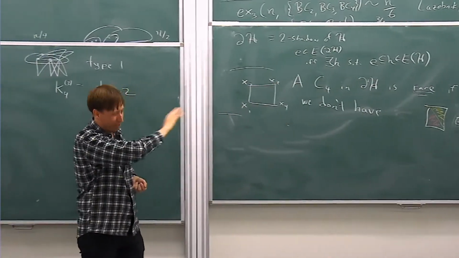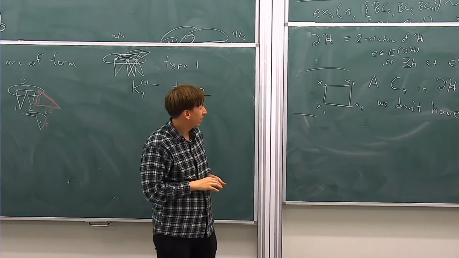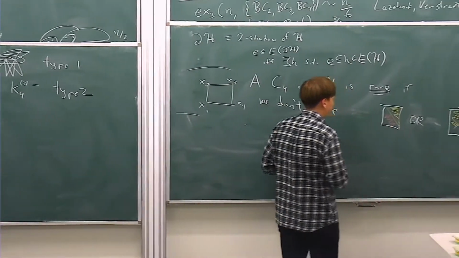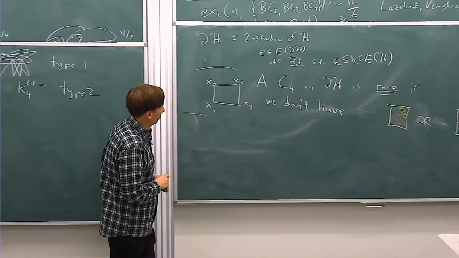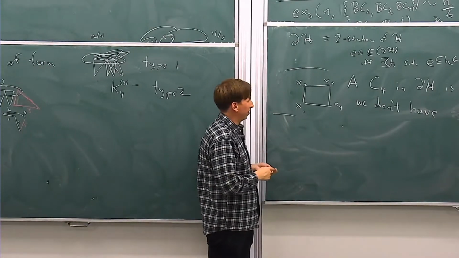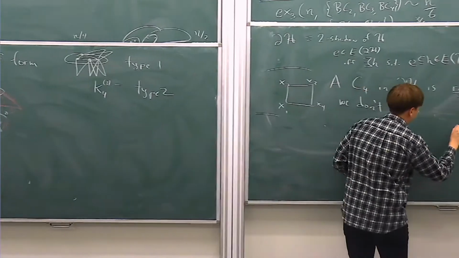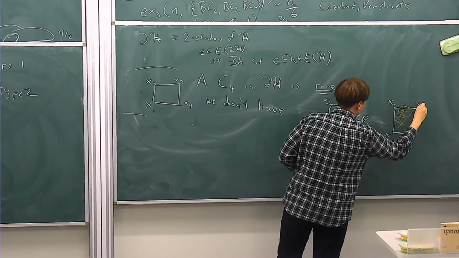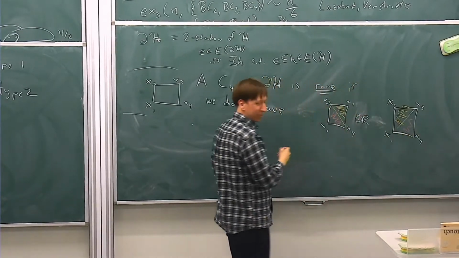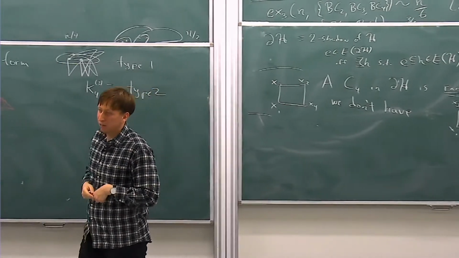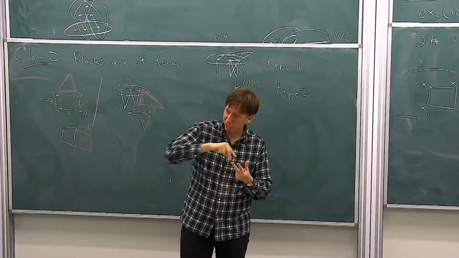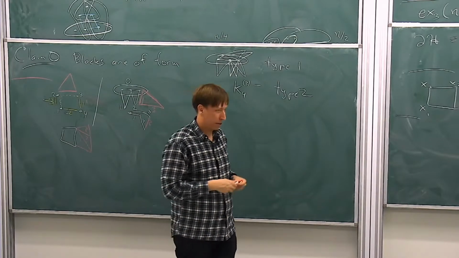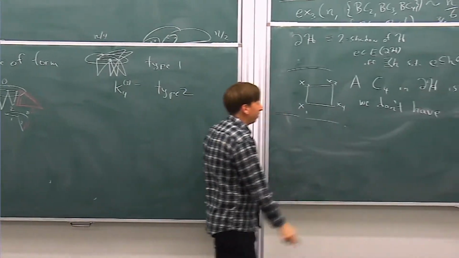So if we don't have either of these. Yeah, it's symmetric, so we don't really have to say both. There are not 2 hyperedges which intersect in the chord of the 4-cycle. Then it's rare. Just a definition, and maybe we'll see why we need it.